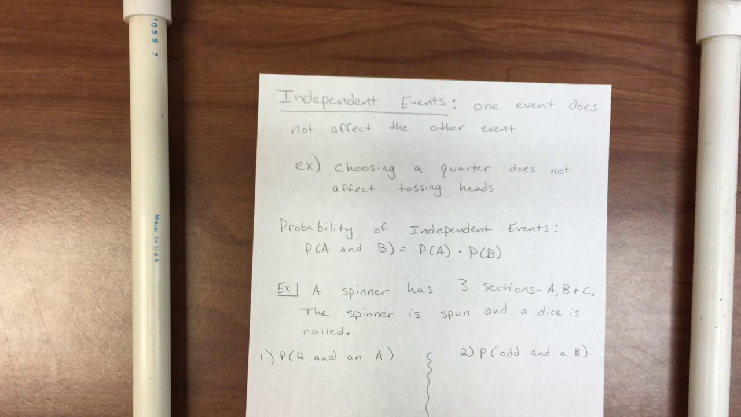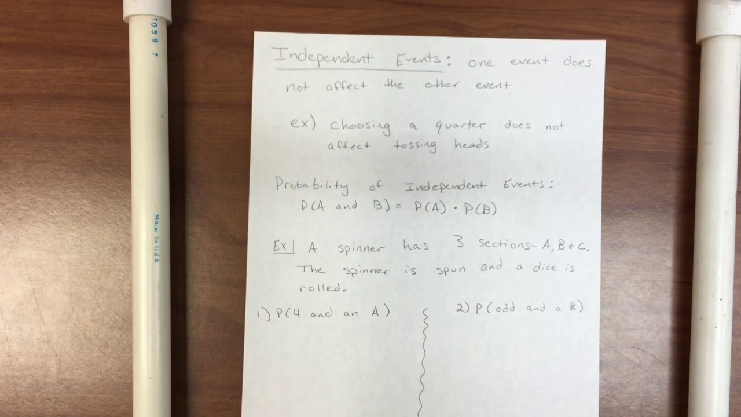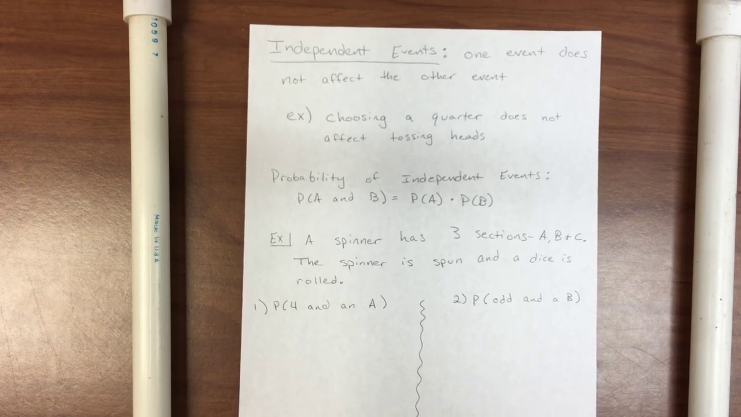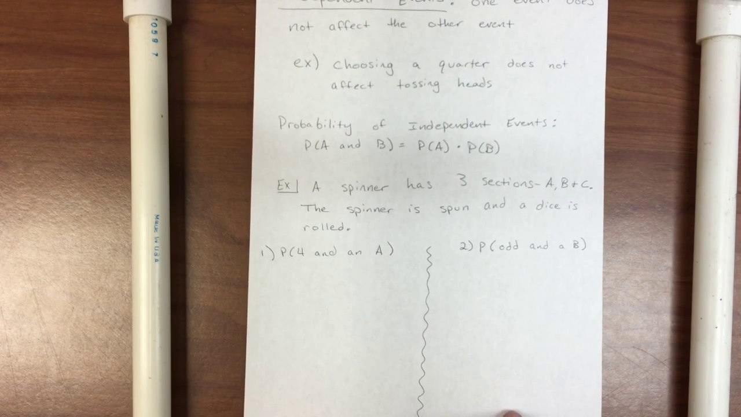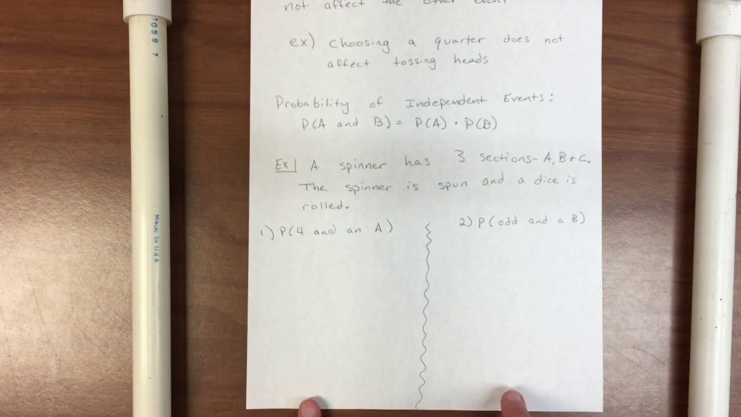So our examples. We have a spinner and it has three sections, A, B, and C. The spinner is spun and a dice is rolled. So those are our two events, the spinner and the dice. So first, we want to find the probability of rolling a four and spinning an A. Spinning the spinner and rolling the dice are not going to affect each other, so this is definitely going to be an independent event.